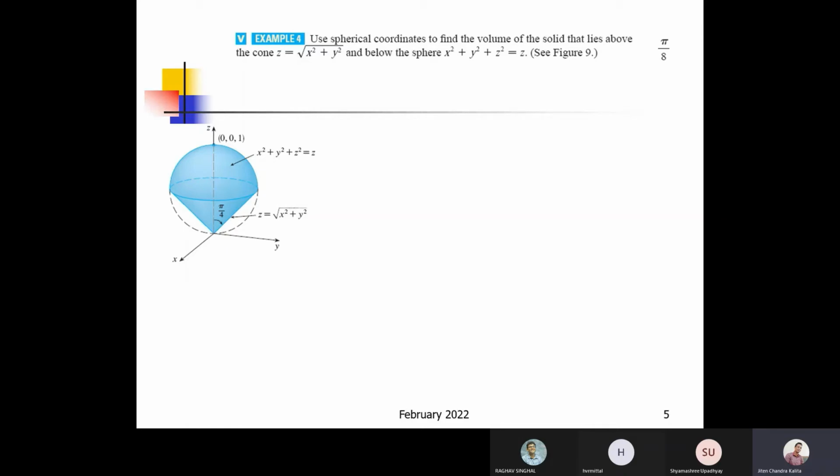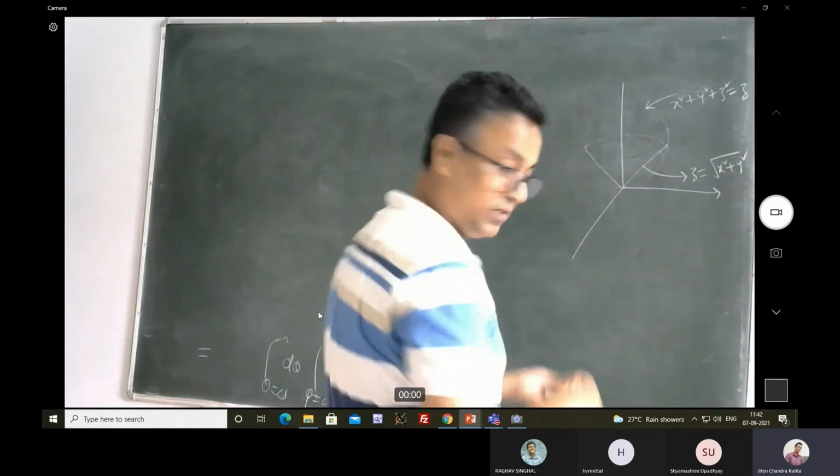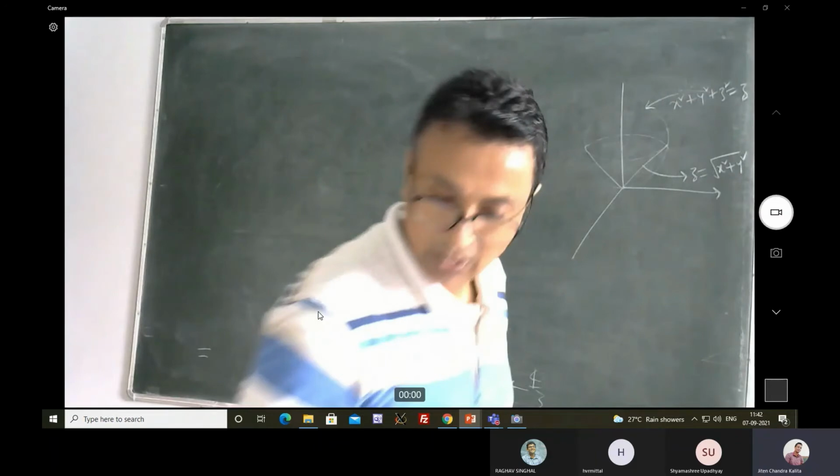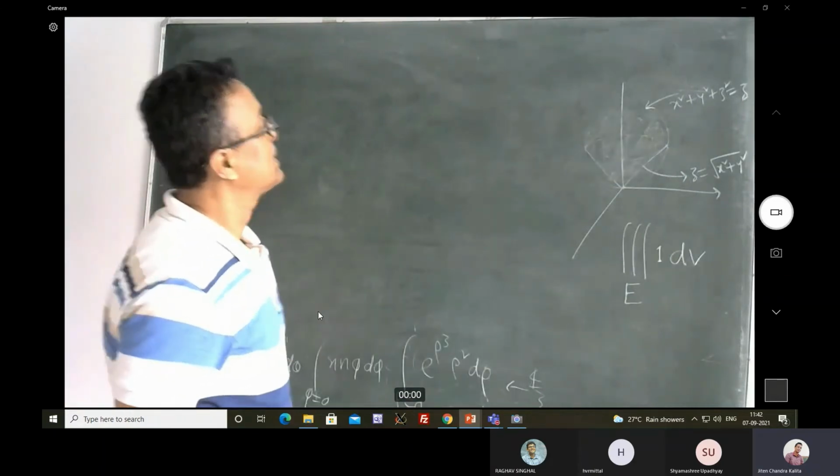Okay, so let me just come out of this. So I have a situation like this. Basically, I want to find the volume of this shaded portion. So what I have to do is simply integrate the function 1 over this region E, where E is nothing but the shaded region.